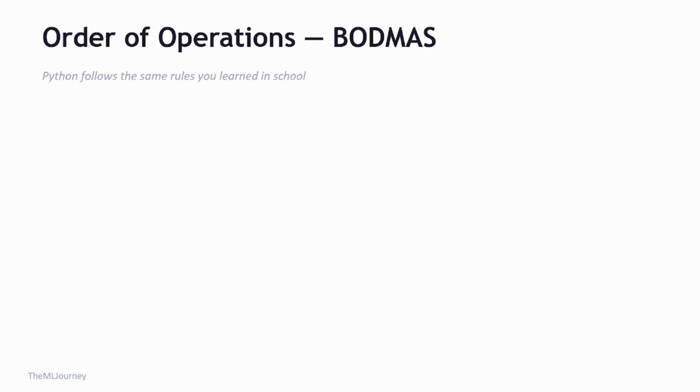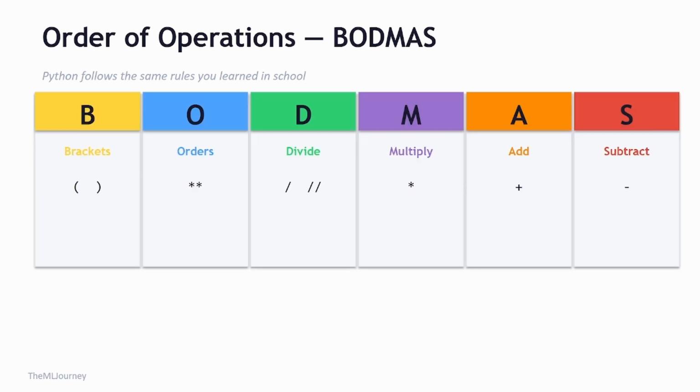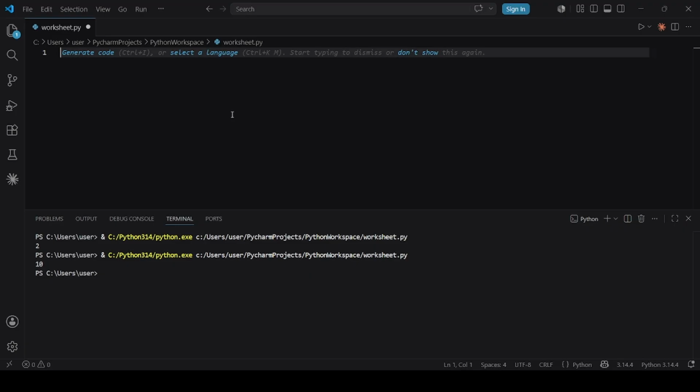Then we'll move on to order of operations. Imagine a situation where you would like to perform so many different operations at the same time. Most of these operations have some order in which we perform them. And this is the BODMAS: the brackets, then order, then division, multiplication, addition, and subtraction. Let's do a little practice.